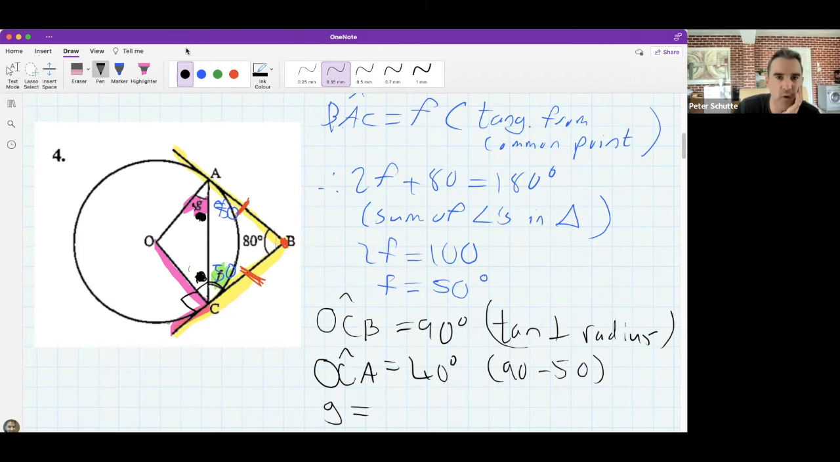Yeah, it's going to be 40. And what's the reason? The reason is these are radii. So if you look at this, this is a circle. And so the reason is going to be radii.